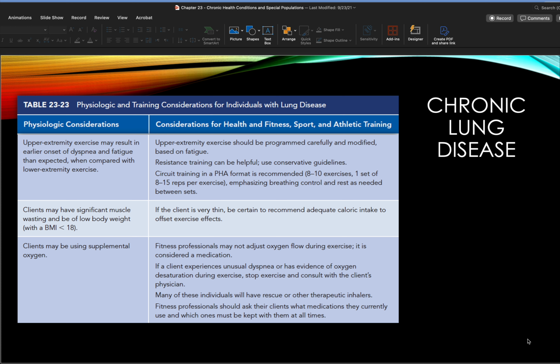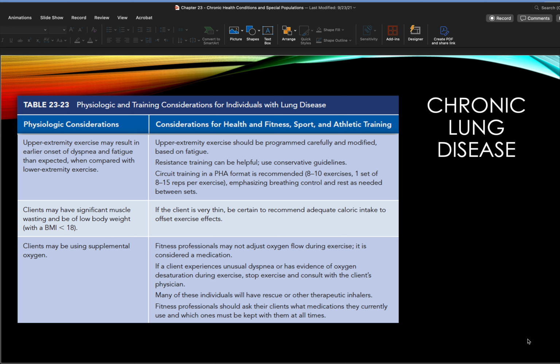The one thing is, upper extremity exercises are going to be more of a fatigue than if you were to do lower. So you got to be aware of what you're doing in terms of dyspnea and then fatigue. And then muscle wasting can occur because of this factor, because lung disease can cause muscle wasting just because of what they are or are not doing.